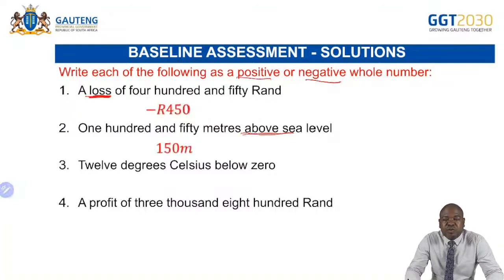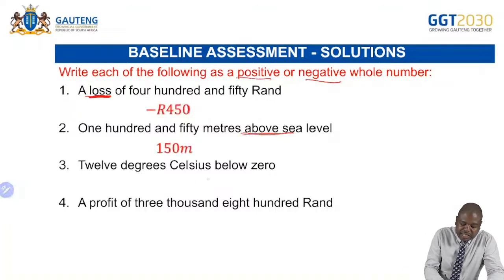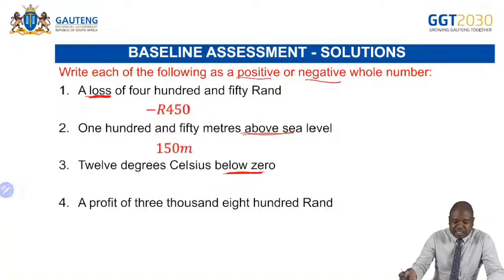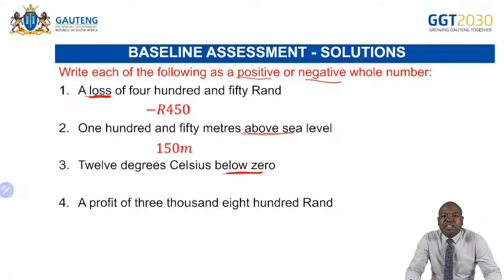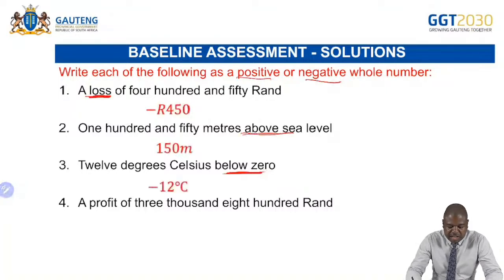And then question 3, it's 12 degrees Celsius below 0. Right. If the temperature is below 0, it will be what? It will be minus or negative. So it's negative 12 degrees.